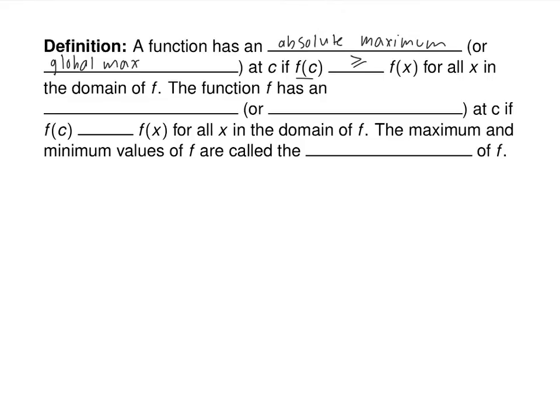The function has an absolute minimum, or global min, at C if the opposite is true: f of C is less than or equal to f of x for all x in the domain of f. And these things are called the extrema, the extreme values, extreme highest or extreme lowest. Extrema because plural, right? Pretty sure that's probably Latin, maybe. I'm math, I don't English. I don't Latin.